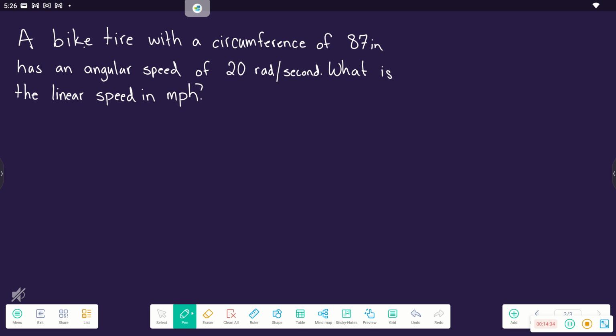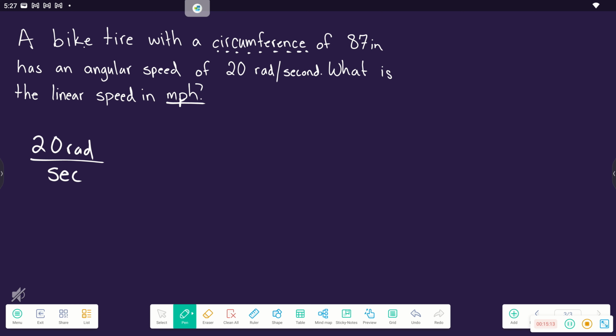One more story problem altogether. We have a bike tire with a circumference of 87 inches, an angular speed of 20 radians per second. We need to find the linear speed in miles per hour. So let's start with that angular speed. We have 20 radians per second. Now notice they did not give us a radius. They did not give us a diameter. They gave us a circumference.